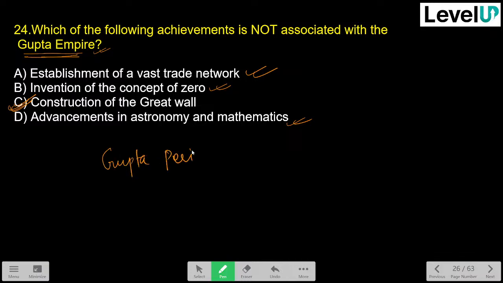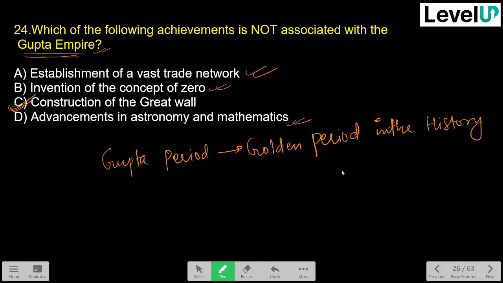The Gupta period is known as the golden period in the history of India, because they were very powerful as well as they were doing advancement in astronomy and mathematics. So that is very important.